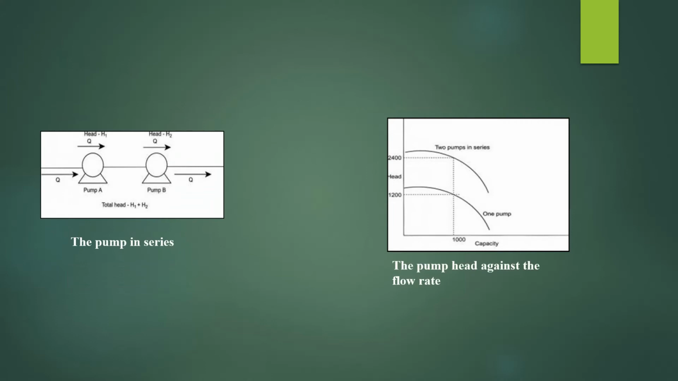Second, this is a pump in series. H1 is from pump 1 and H2 is from pump 2. Here, in the series configuration, the pumps produce heads corresponding to the same flow, resulting in H total equals H1 plus H2, where H1 and H2 are the heads produced by the pumps in series at the same flow rate. Pump A produces head 1 at a capacity of Q, while pump B produces head 2 at the same capacity of Q.